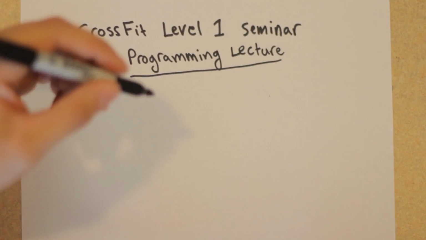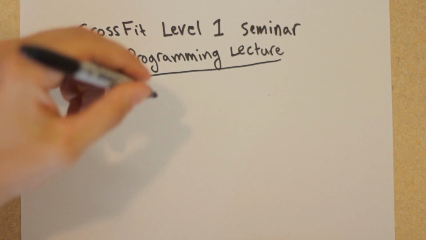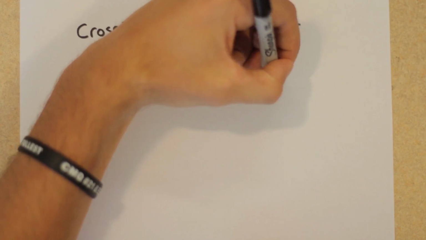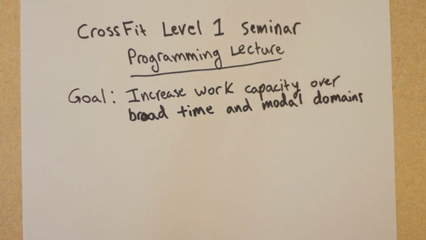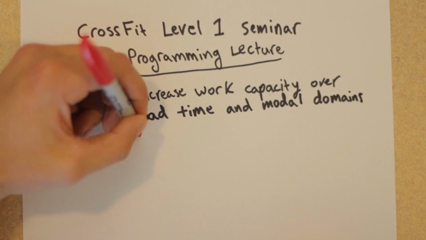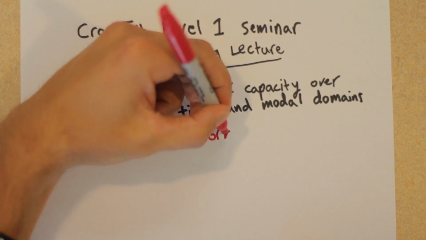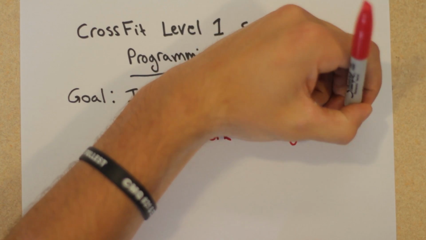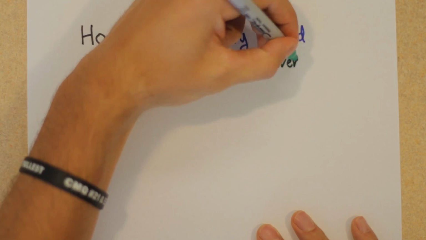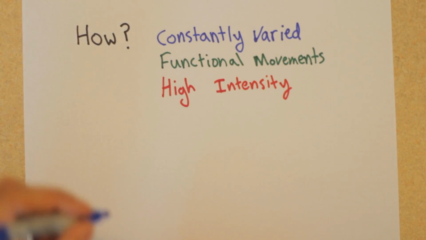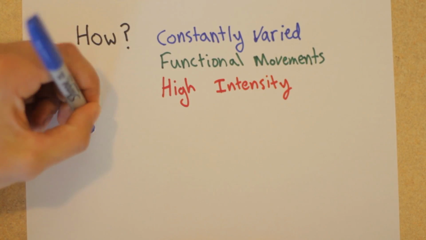for CrossFit. He starts by stating the goal of CrossFit, and that is to increase work capacity over broad time and modal domains. And I'm going to be honest with you, this seems like a very convoluted way of saying increase your ability to do more work within a given time frame. That goal can be accomplished through constantly varied functional movements executed at high intensity. He then breaks this down even further.